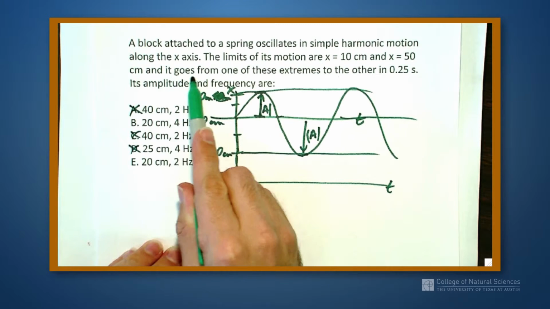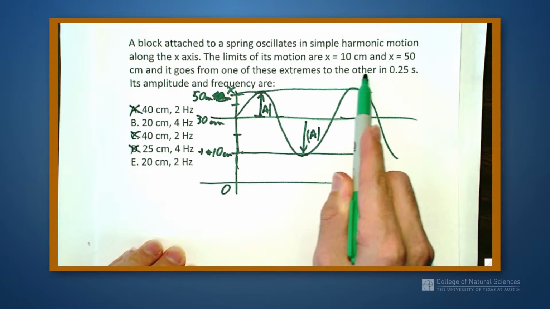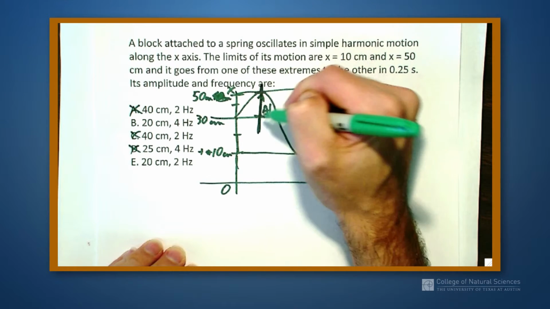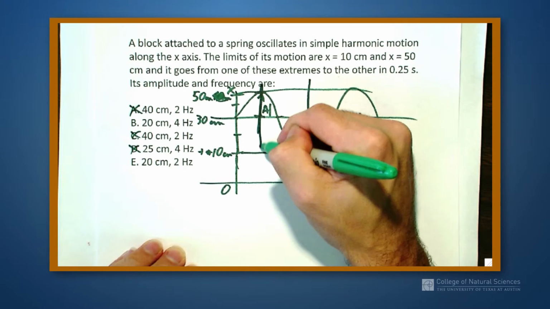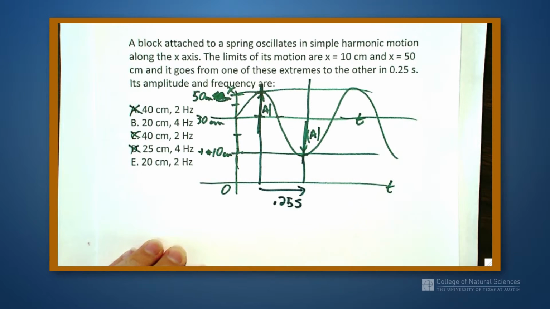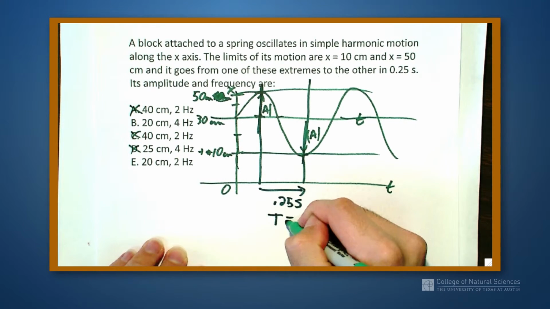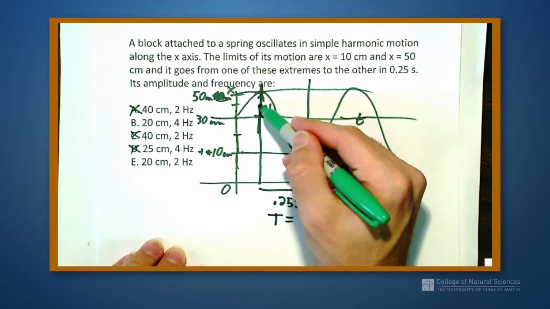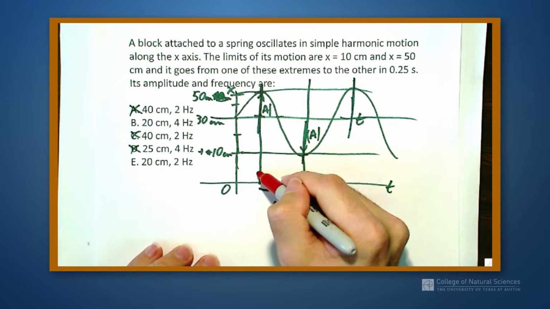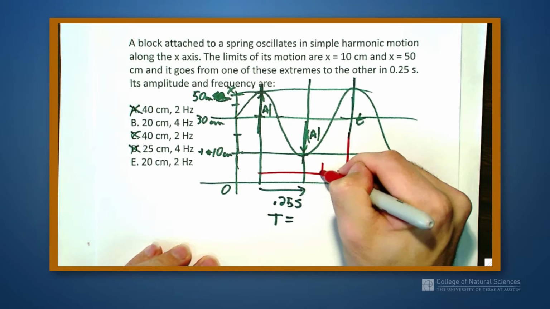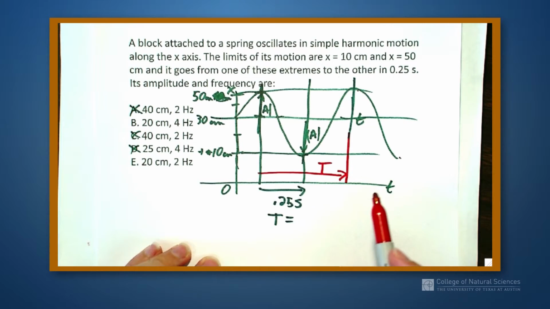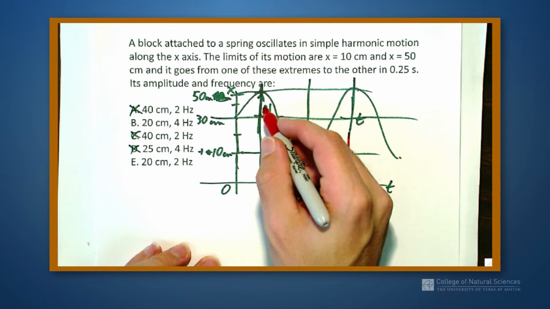It says that it goes from one of these extremes to the other in 0.25 seconds. So that means it goes from one peak to the other peak in 0.25 seconds, which means that it has a period, one full cycle, which would be from one peak to another peak. I'll use a different color for this, but I know if I go from one peak to another peak, that this is a period. I don't go from peak to trough. I go from peak to peak, or trough to trough. So my period is actually twice as long as what they gave me.